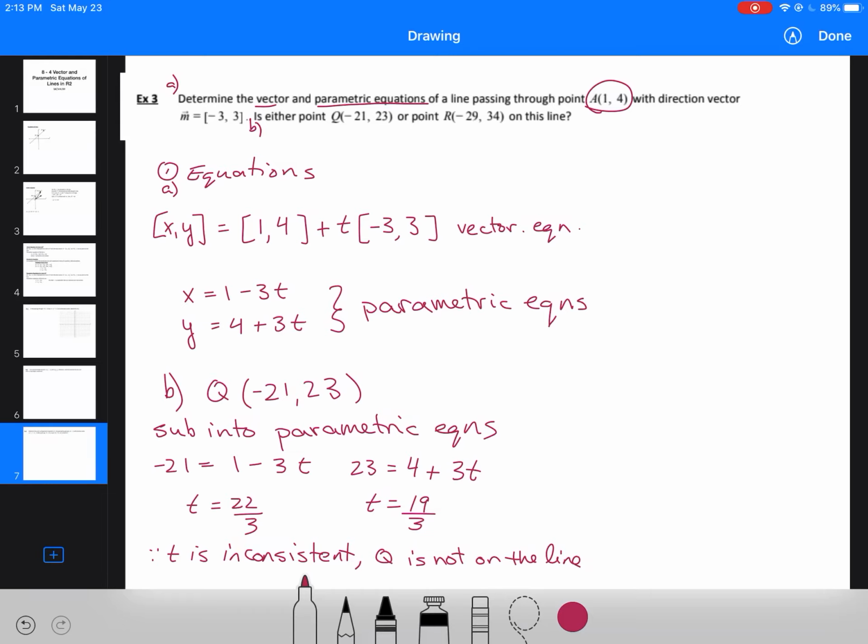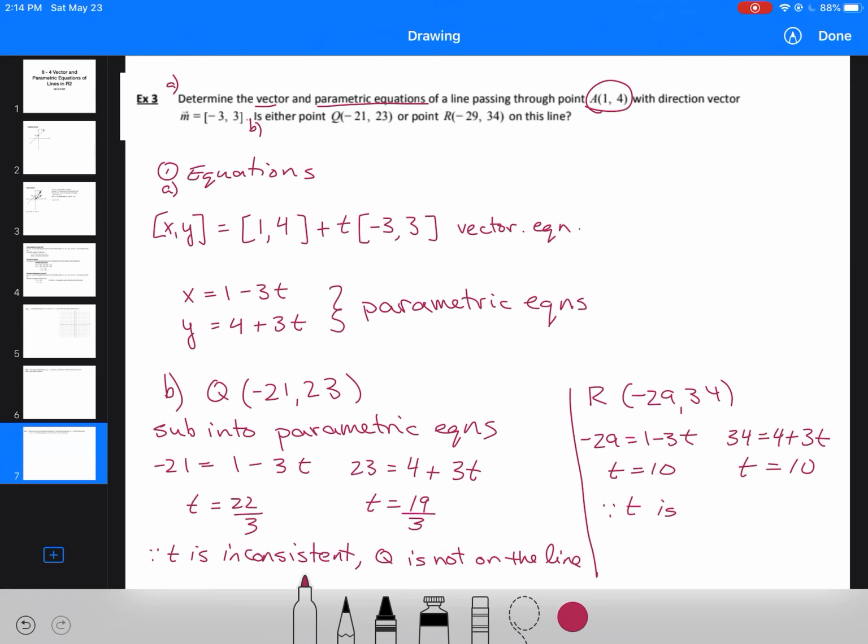Okay. Now we're going to do the same thing. So that was Q. Let's check R: (-29, 34). We're going to do the same approach. So -29 equals 1 minus 3t. Rearranging this allows us to find that t equals 10. And then if we do the same thing for our y equation, we also get t equals 10. So since t is consistent, it's the same in both cases, R is on the line.